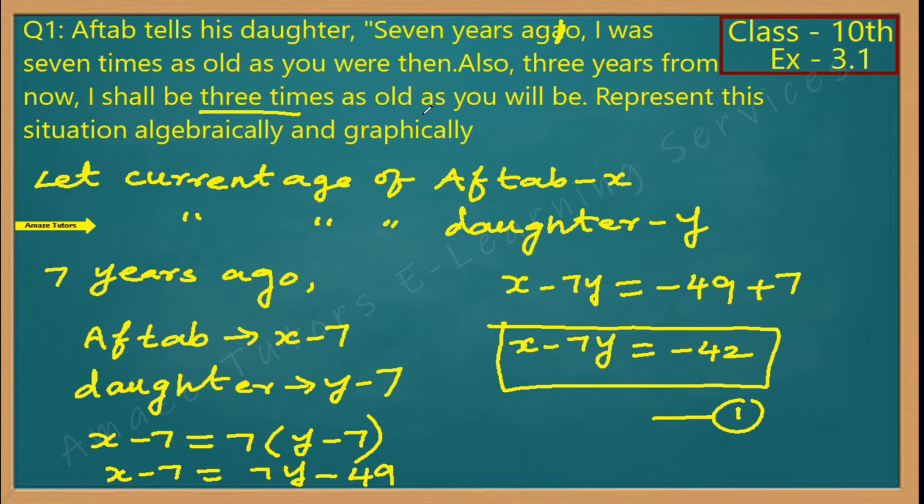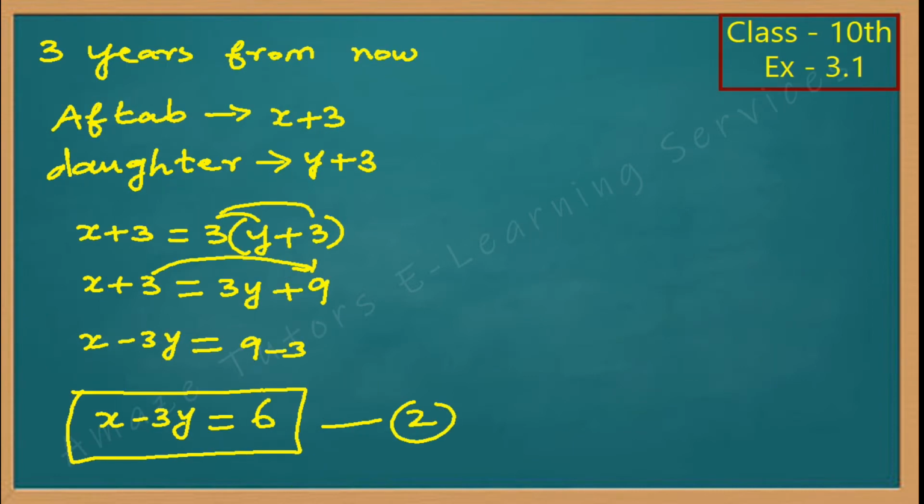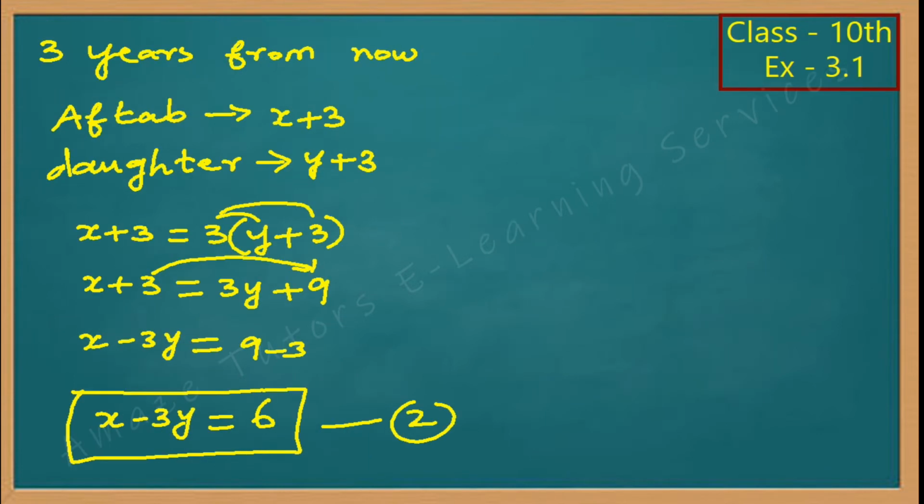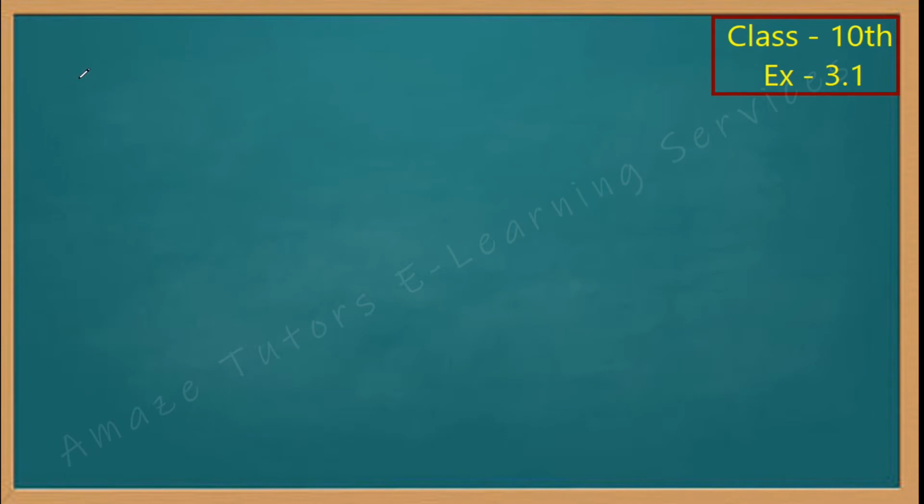We actually represented the given situation algebraically. So one of the equations is x minus 7y is equal to negative 42, and the other one is x minus 3y is equal to 6. What next? We need to represent them graphically also. Let me show you in the next whiteboard.